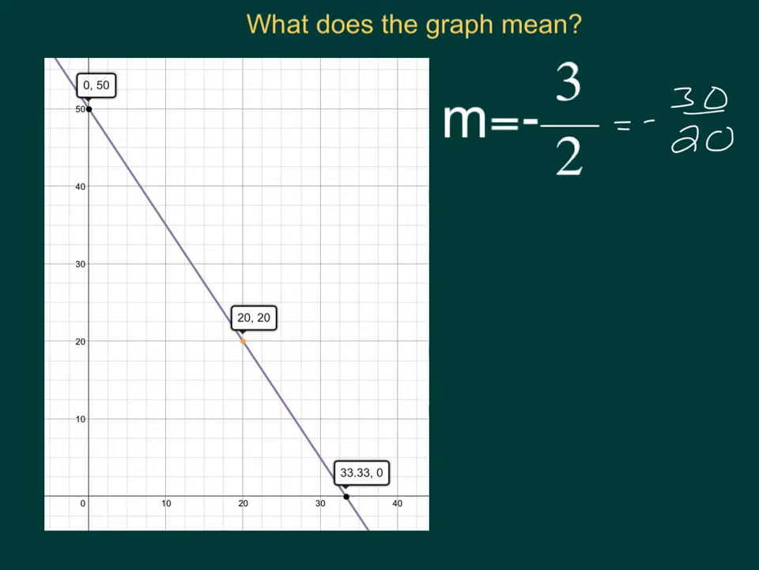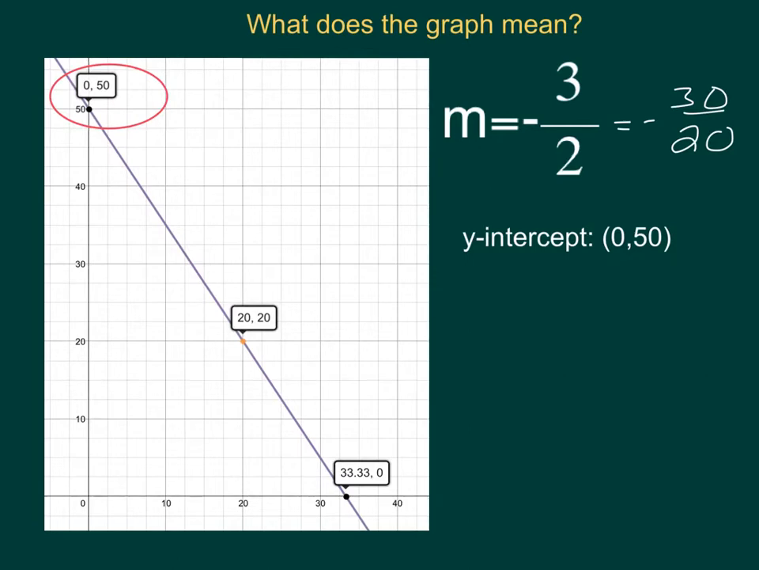And so now a rise of negative 30 means I'm going to go down 30. A negative rise would be a decrease, so that's down 10, 20, 30, and then a run of 20 goes to the right. Boom, boom, 10, 20 brings me to the point (20, 20). I would then connect those 2 points and draw them all the way through and get that line there. All right, so what does this graph mean? Let's pick out some key characteristics.